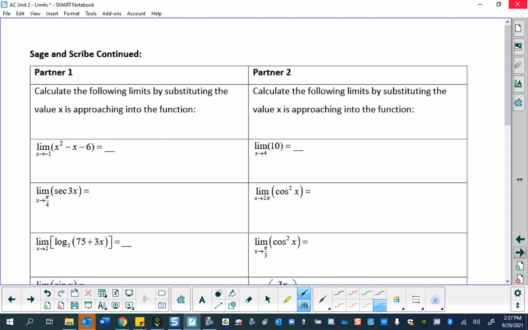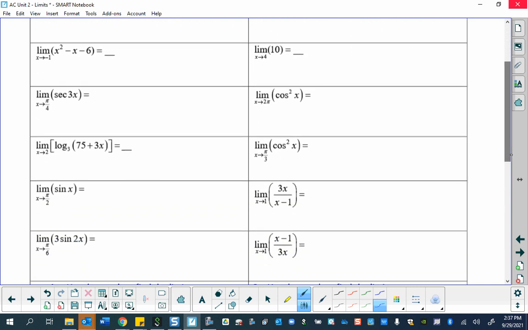On the back of your sheet, these ones are quicker and easier. I put the harder ones first. Flip your paper over.